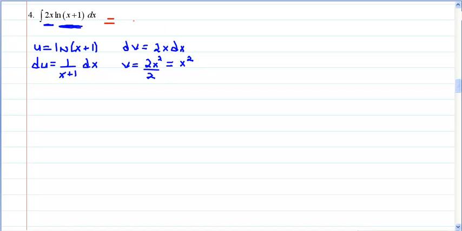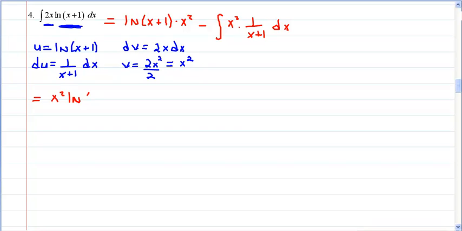So starting with u times v, I have the natural log of x plus 1 times x squared, and then minus the integral of v du, which is x squared times 1 over x plus 1 dx. And if I rewrite this as x squared times the natural log of x plus 1 minus the integral, I'll now combine this as one fraction, x squared over x plus 1 dx.